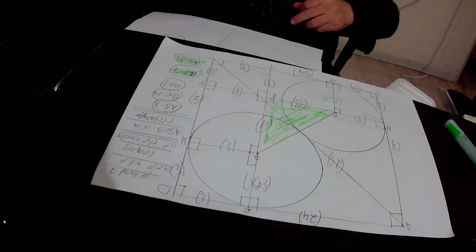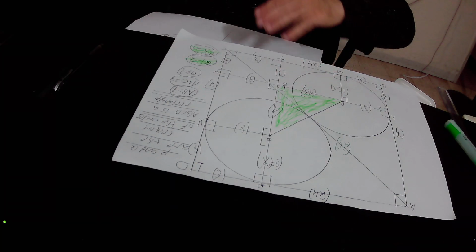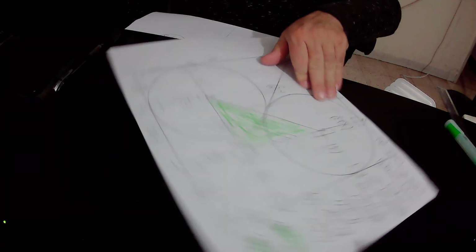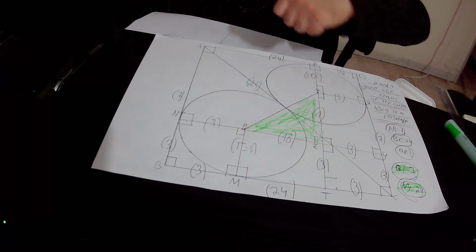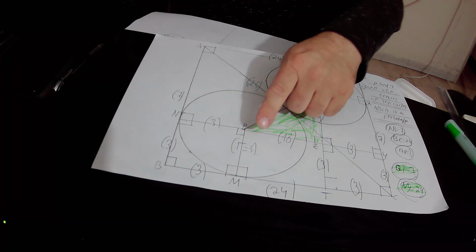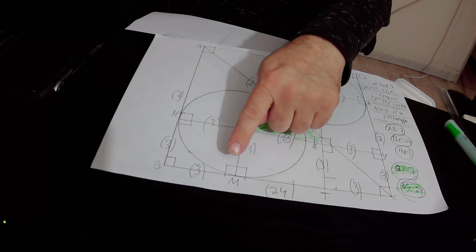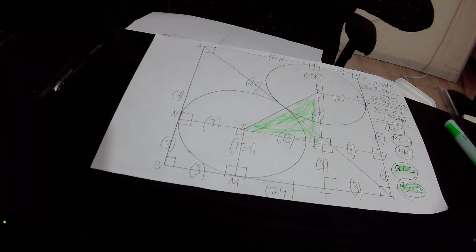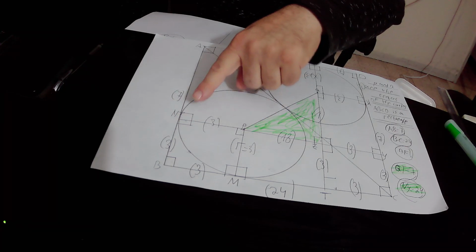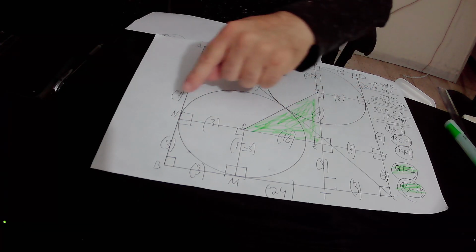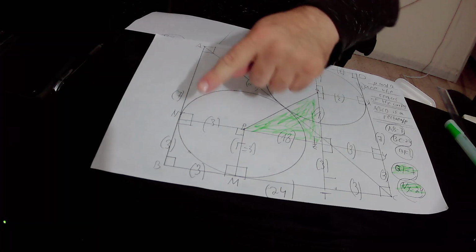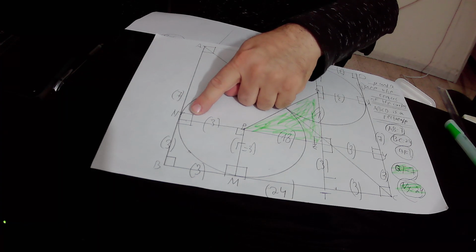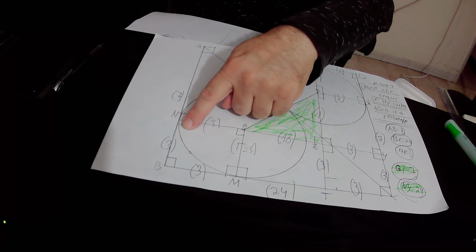Then we implemented rule number 1 here. BC is tangent to this circle at point M. The radius PM is drawn to point M. Therefore, according to rule number 1, this angle equals 90 degrees and this angle equals 90 degrees. We define the point of tangency of tangent AB with this circle as N. The radius PN is drawn to point N. Therefore, according to rule number 1, this angle equals 90 degrees and this angle also equals 90 degrees.